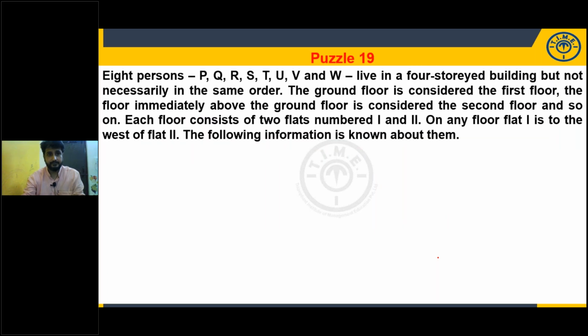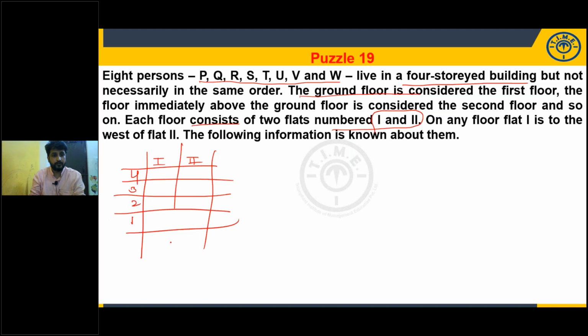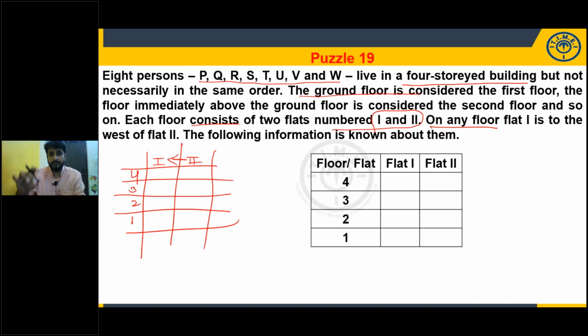Now, model number 19. This is one of the important models. Floors and flats. 8 persons are there. Only 4-story building. Ground floor is considered the first floor. Like this, 1, 2, 3, 4 floors. Each floor consists of 2 flats numbered 1 and 2. So this is a basic structure for that. 4 floors and 2 flats. On any floor, flat 1 is to the west of flat 2. So here is a basic structure. So important model, floors and flats. 100% this model will be given in at least one of the slots.